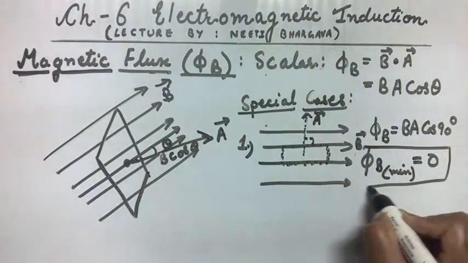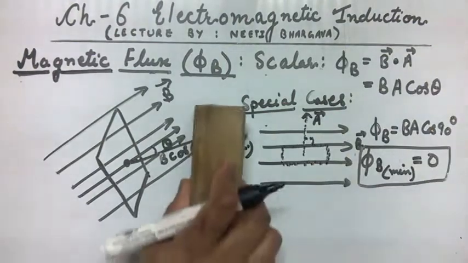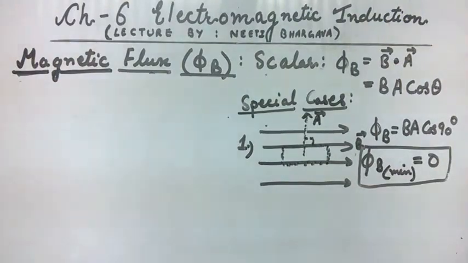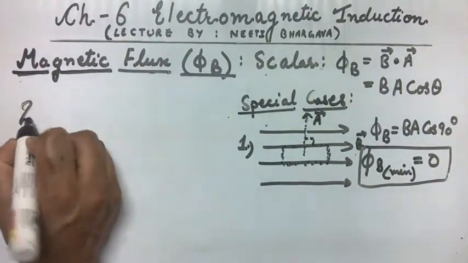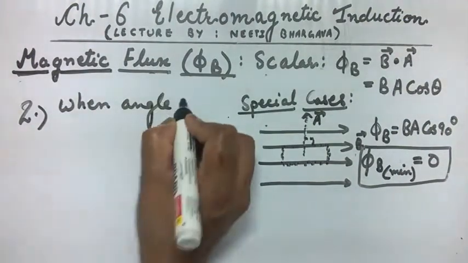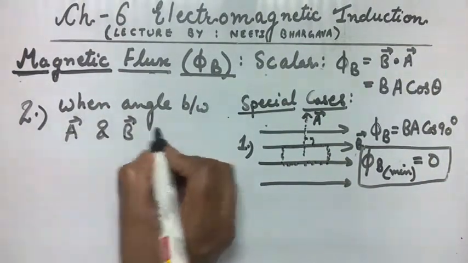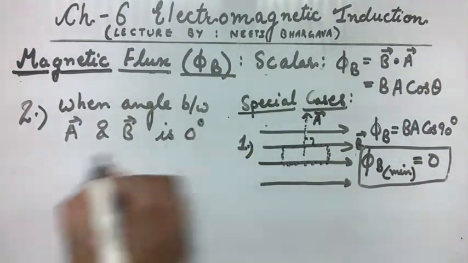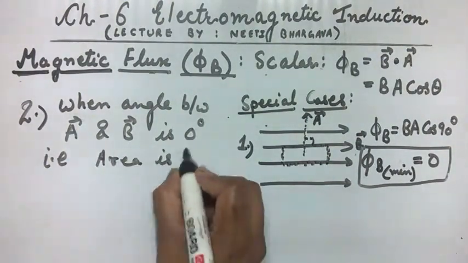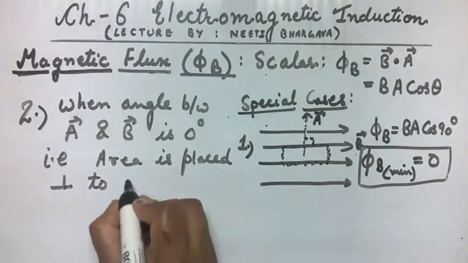Second case is when angle between area vector and magnetic field is 0 degree. That is, area is placed perpendicular to uniform magnetic field.